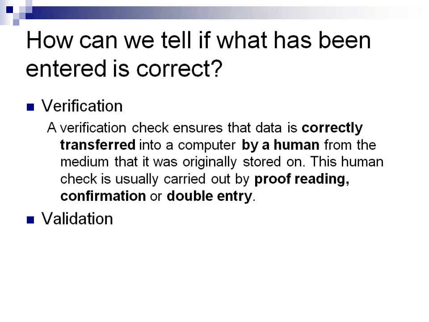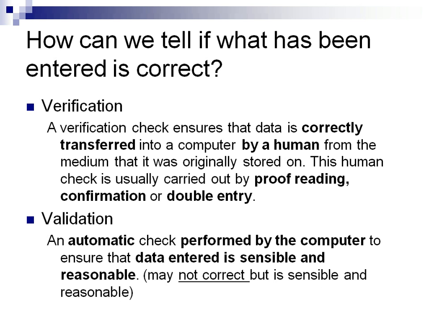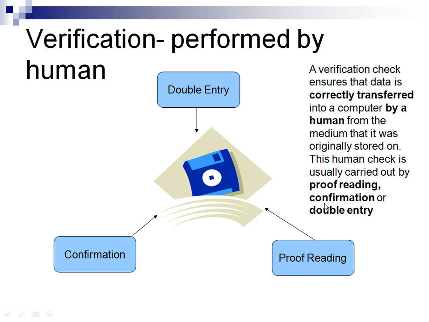What is validation? Well, validation is an automatic check performed by the computer to ensure that the data entered is sensible and reasonable. It may not be correct, but it's sensible and it's reasonable. Okay, so how do you remember these two? Well, verification is verifying by a human. Validation is making sure that it's valid or sensible and reasonable, and it's done by a computer. Let's move on. So again, we said verification is making sure that it's correctly transferred and it's done by a human. These are the three different methods of doing it.